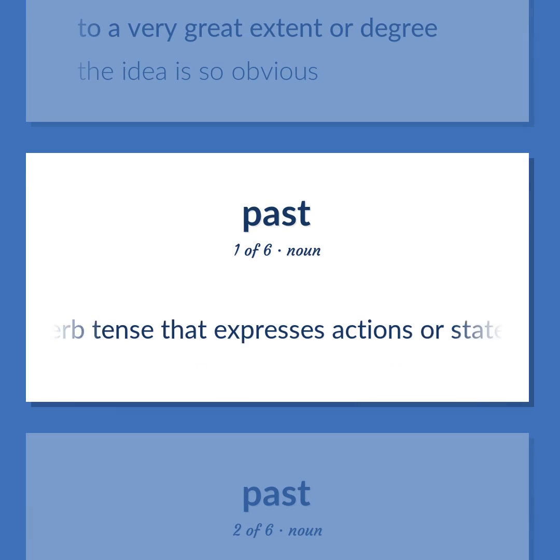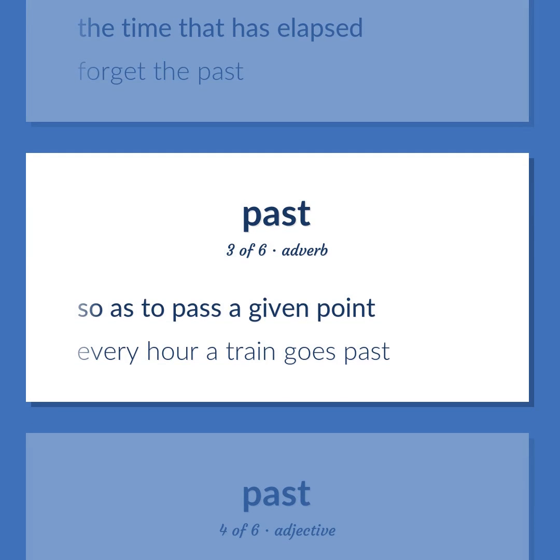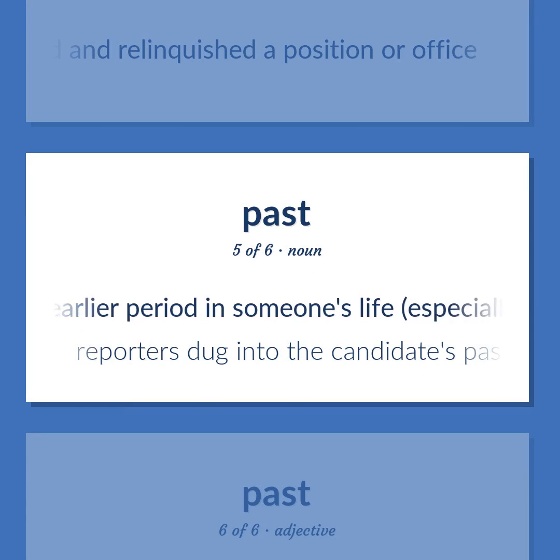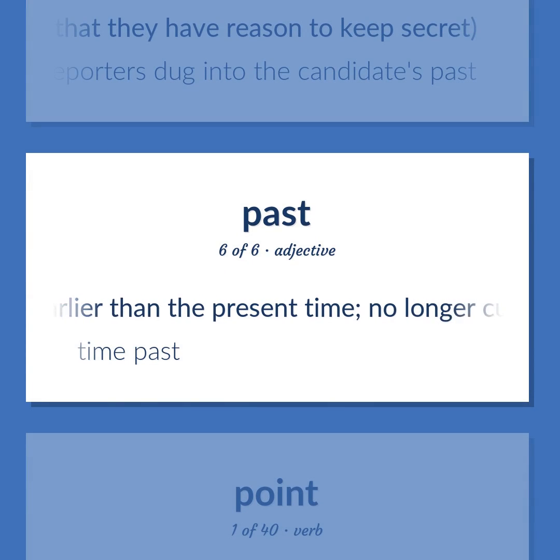A verb tense that expresses actions or states in the past. The time that has elapsed. Forget the past. So as to pass a given point. Every hour a train goes past. Of a person who has held and relinquished a position or office. An earlier period in someone's life, especially one that they have reason to keep secret. Reporters dug into the candidate's past. Earlier than the present time, no longer current. Time past.